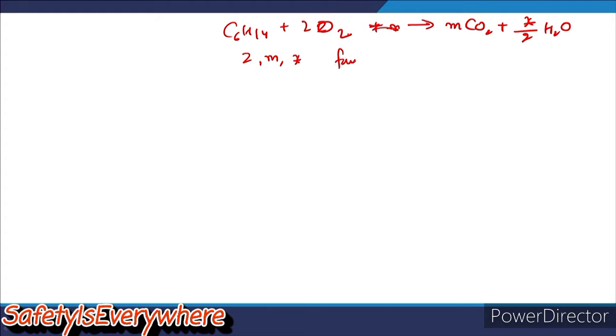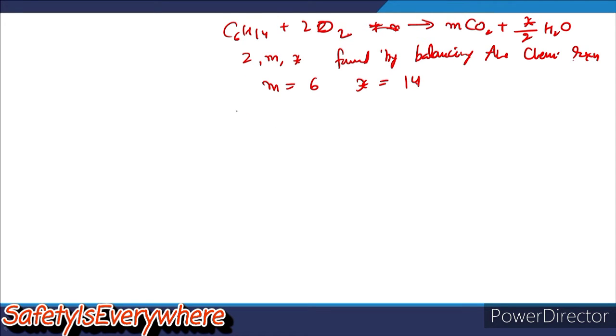So first let us discuss the stoichiometry of this particular reaction. So this is C6H14 plus ZO2 going to MCO2 plus X/2 H2O. So Z, M, X, they are found by balancing the chemical reaction. So by balancing we can find that M is equal to 6 and X is equal to 14, which is given by the formula.